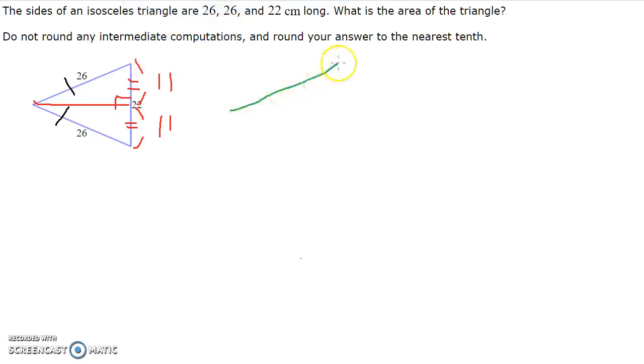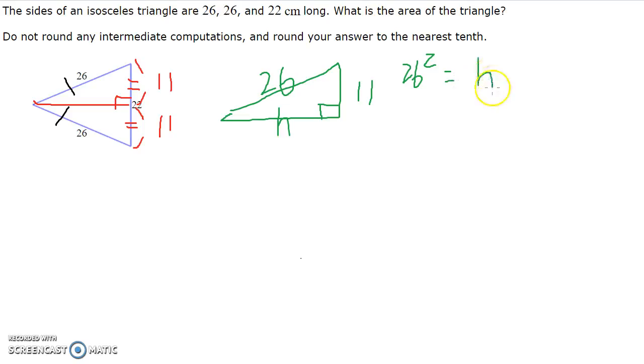So I'm just going to resketch that. I have a right triangle there. That's 26, and I have 11 over here. So what's my hypotenuse? My hypotenuse is 26, right? And this is the part where I say, okay, let's call that h. That's my height, and I can use my Pythagorean theorem to find the height. So 26 squared is equal to, again, sorry about the handwriting. I'm writing with my finger. Hope you guys can read my handwriting.